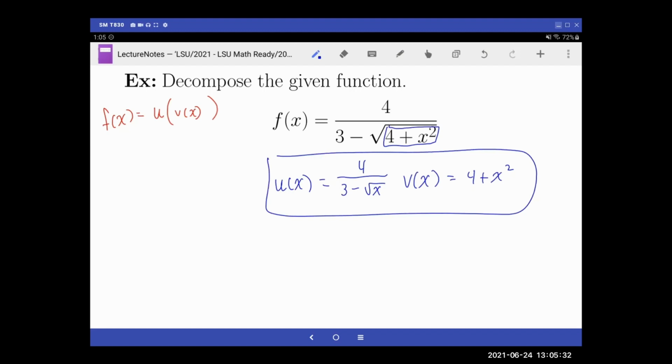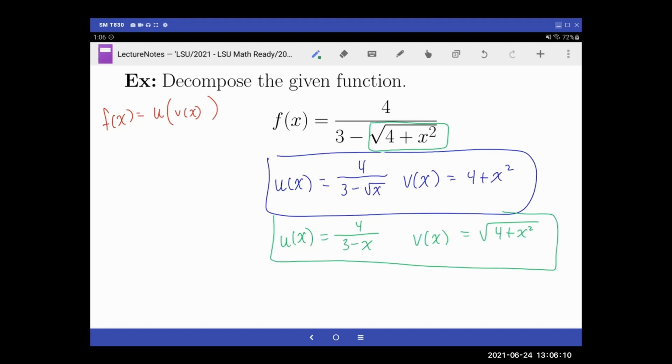You could see that if you composed it, if you took this x out and replaced it with v, that would be the same thing as the original. Okay, so that's one option. Another option you may see: what if this whole square root of 4 plus x squared were its own function? What if that were v? Well, the functions would look very similar. u of x this time, whatever I just boxed in would turn into an x, so it'd be 4 over 3 minus x. All right, there's another option.